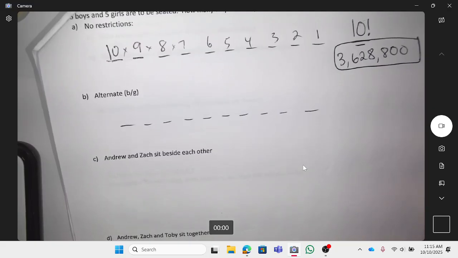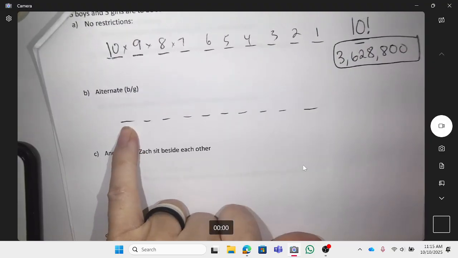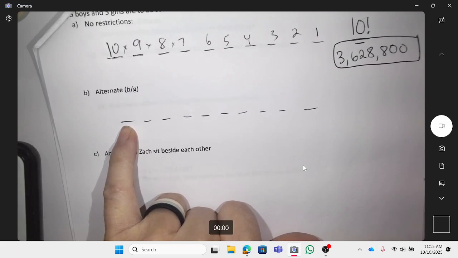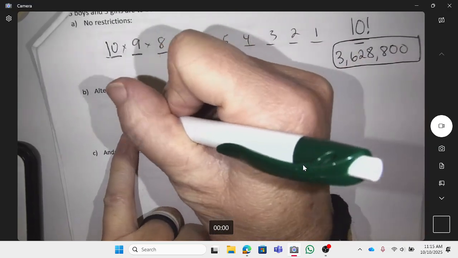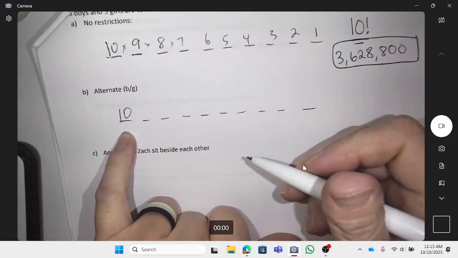Okay, this time we have to alternate between boys and girls. Okay, so 2 boys can't sit beside each other, 2 girls can't sit beside each other kind of idea. Okay, so here we go. How many options for the first chair do I have for people? 10. I can put anybody there.